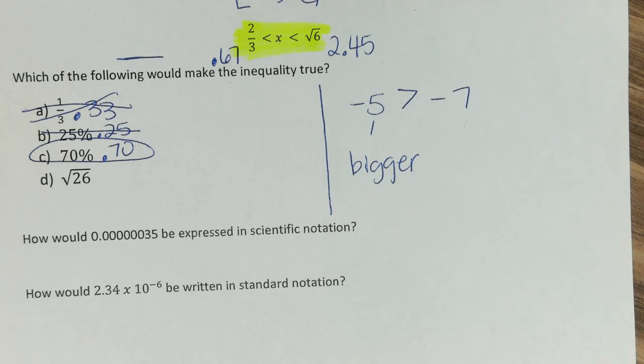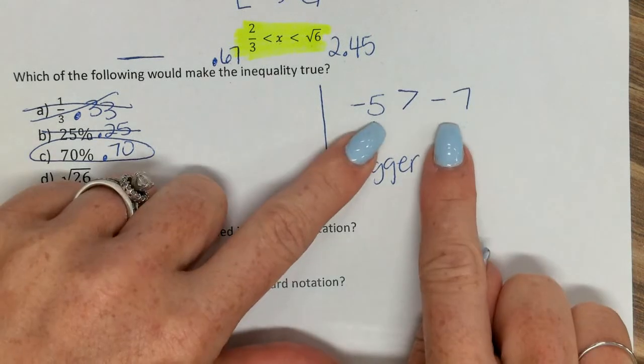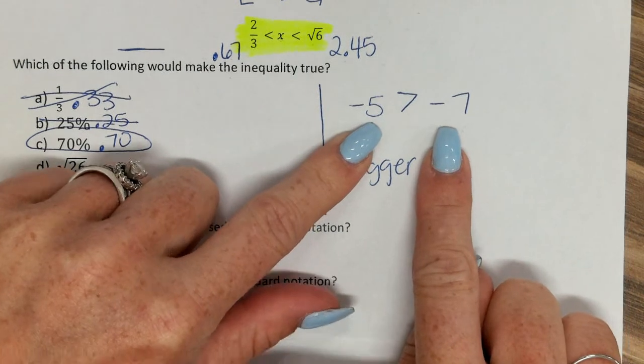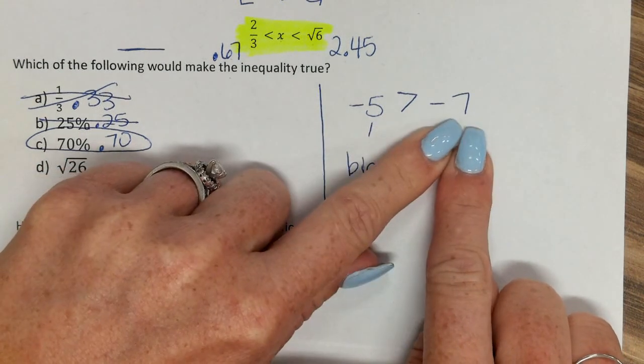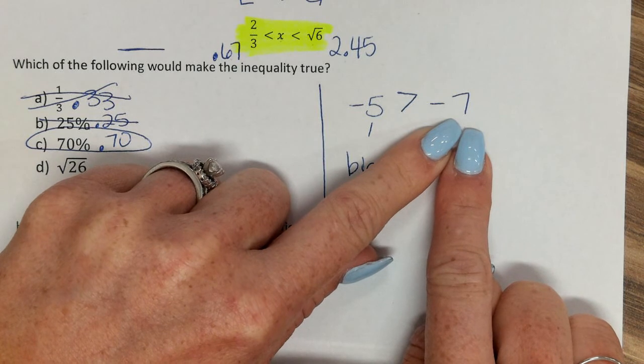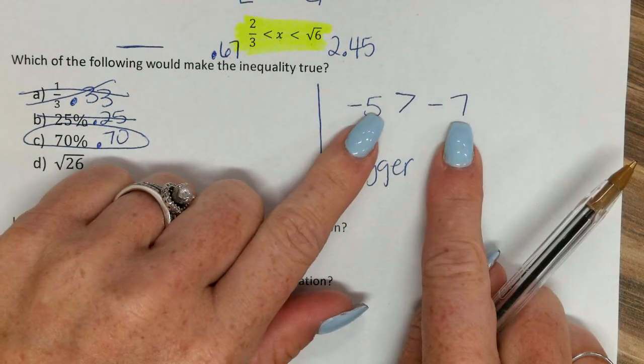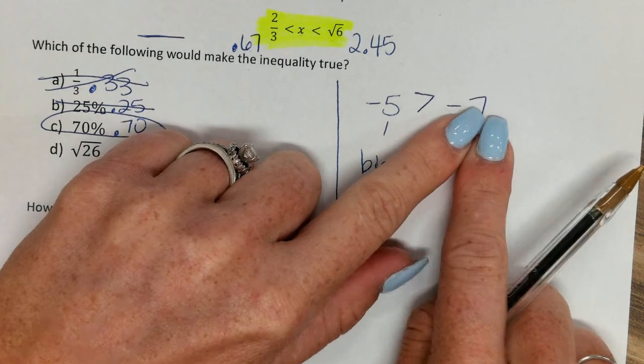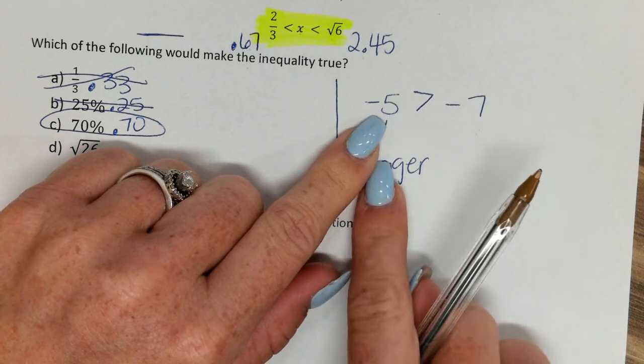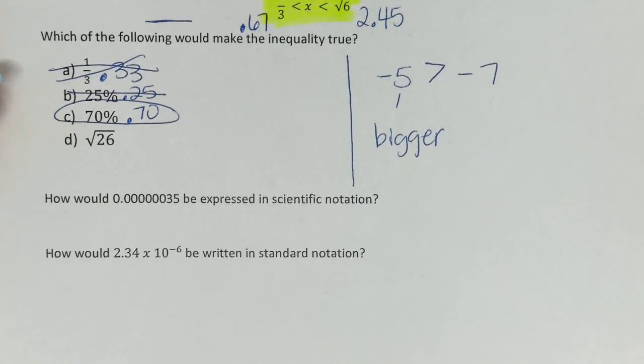The other way you could do it in your head is ask yourself, if these were positives, which one would be bigger? 7. Because they're negatives, it's opposite. That's the best way you can answer it in your head, okay? If these were positives, 7 would be bigger. Because they're negatives, -5 is bigger, because they're opposites. Any questions there?